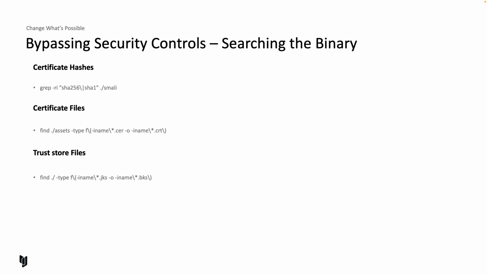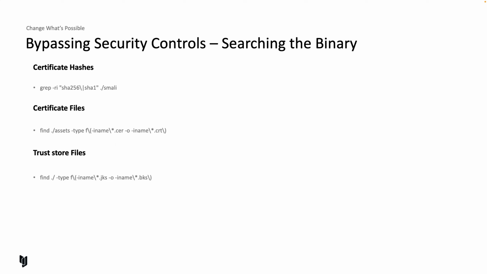Certificate files, same thing, right? Go look through the binary. You're going to look for the cert files, CRT, CER. You're going to look through the whole binary for that. If they're available, you can swap them out, and same with the trust store files. So these are a couple ways to kind of just search the binary and just replace it with your own, right? It's not the same as doing dynamic.